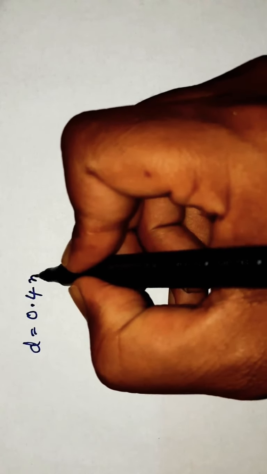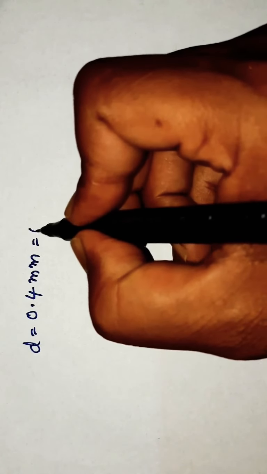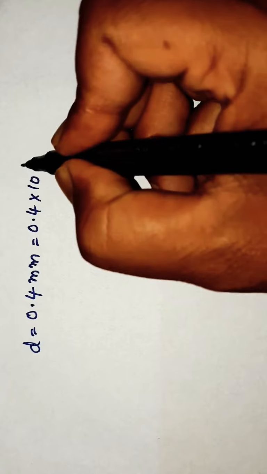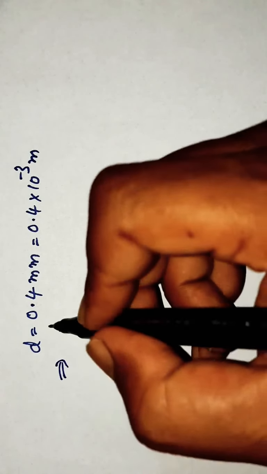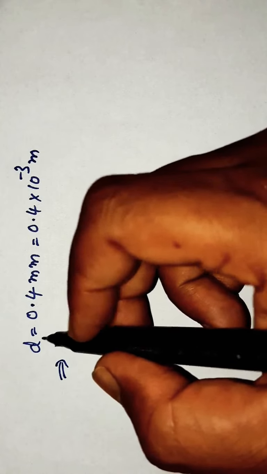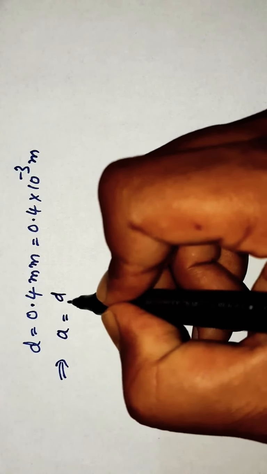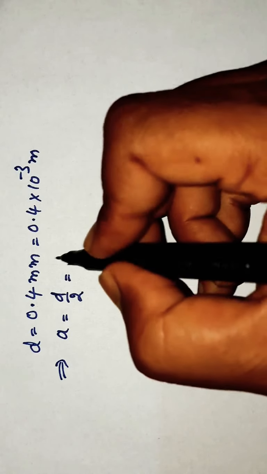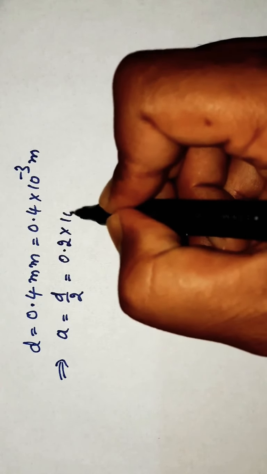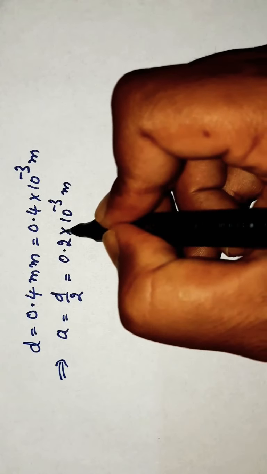In this problem, the diameter of the capillary tube is given. So here d is equal to 0.4 millimeter. So that is 0.4 into 10 to the power minus 3 meter. So from this, the radius of the capillary tube a is equal to half of the diameter. So that is 0.4 by 2, that is 0.2 into 10 to the power minus 3 meter.